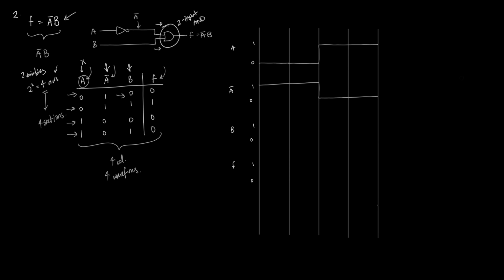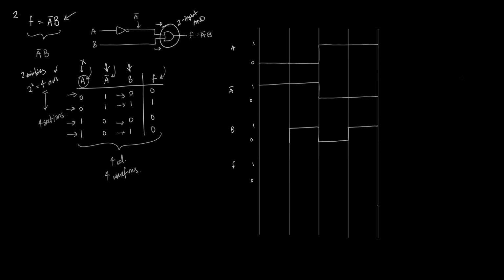But if you want to look at the truth table, then you know B is going to start off as 0 in the first row, which corresponds to the first interval. Then it's going to change to 1 in the second row, which corresponds to the second interval. It's going to go back down to 0 in the third row, which corresponds to the third interval. And it's going to go back up to 1 in the fourth row, which corresponds to the fourth interval.